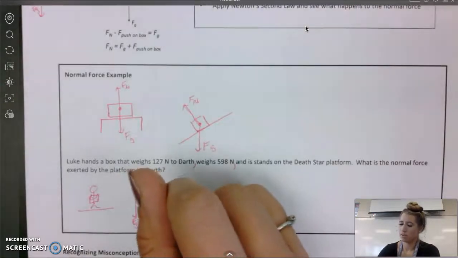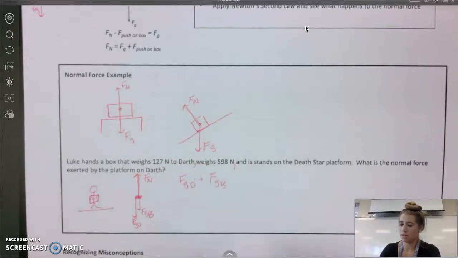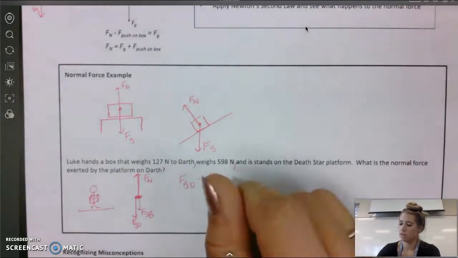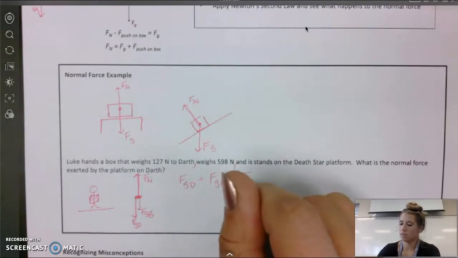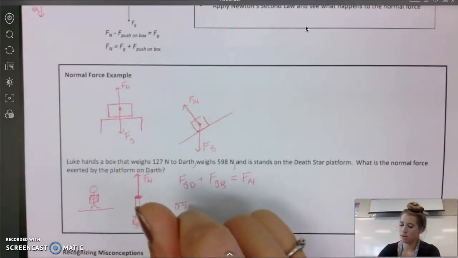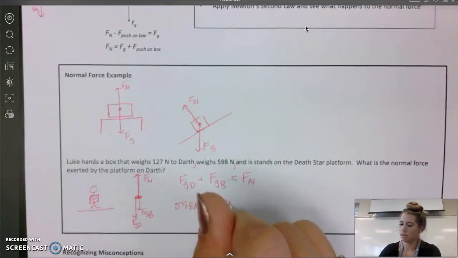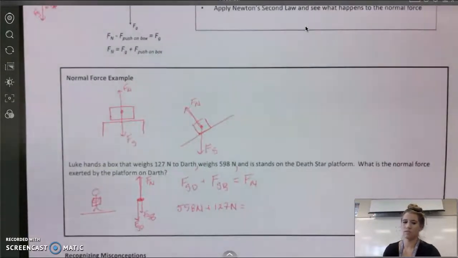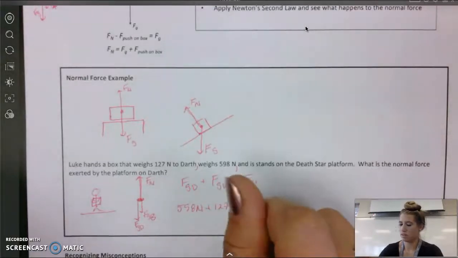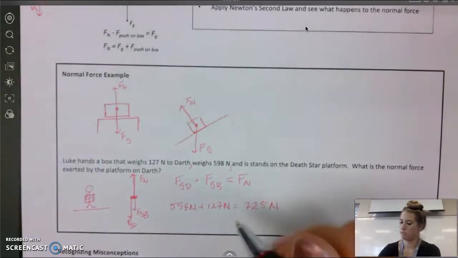So we would say force due to gravity of Darth Vader plus force due to gravity of the box. So that would be their weights. In this situation, they're going to equal the normal force there. So we would take 598 newtons, and we'd add that to 127 newtons. Okay, so we have 598 plus 127. That would give us 725 newtons is going to be our normal force.